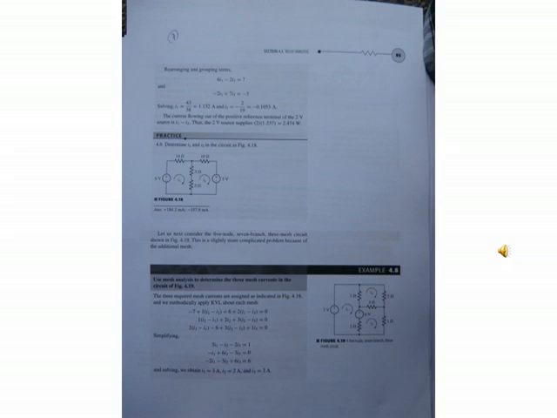For our circuit, the resistors are 1 ohm, 3 ohm, 2 ohm, 2 ohm, and 1 ohm.